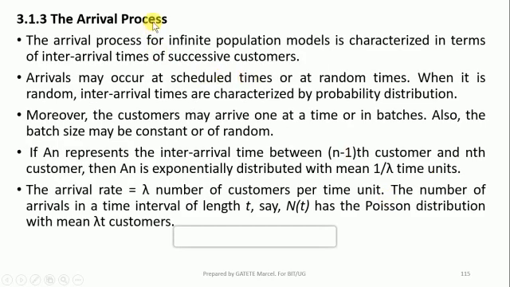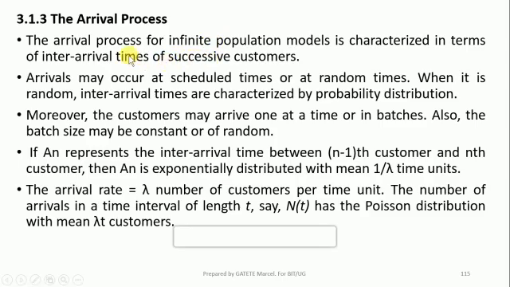The arrival process. What is the arrival process? The arrival process for an infinite population model is characterized in terms of the interarrival time of successive customers. This is the time between the arrival of the first person and the second one. So the arrival process for an infinite population is characterized by the interarrival time between 2 customers.